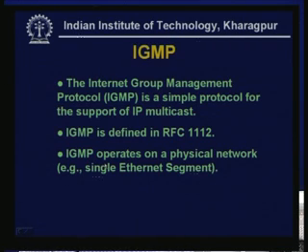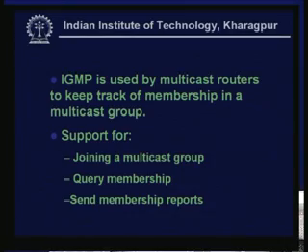Now, let us move on to IGMP, which is the Internet Group Management Protocol. This is a very simple protocol for the support of IP multicast. IGMP is defined in RFC 1112, and IGMP operates on a physical network, that is, a single Ethernet segment. If you remember the previous diagram that we had shown, one particular router is connected to, let us say, one Ethernet segment. So, IGMP is between this router and the hosts which are there.